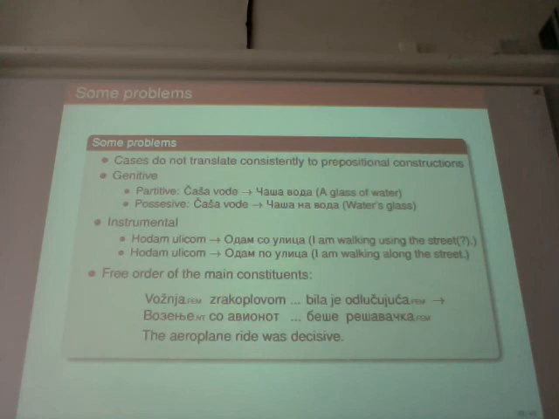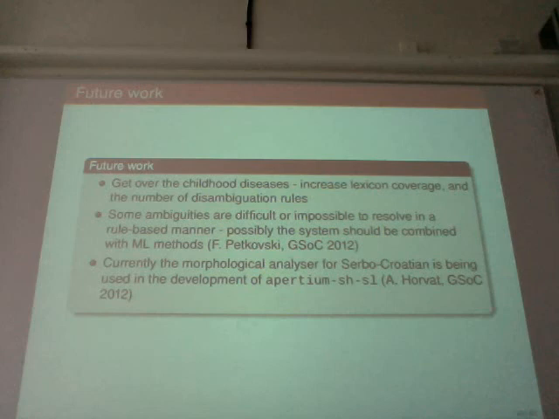In terms of future work, definitely there should be an increase in lexicon coverage and the number of disambiguation rules, so more serious work can be done with larger corpora. Some ambiguities are difficult or impossible to resolve rule-based, so the system should be combined with machine learning methods. Filip Petkovski is currently working on a system like that in the summer program. And the morphological analysis for Serbo-Croatian is going to be used in the development of a new language pair, Serbo-Croatian and Slovene.